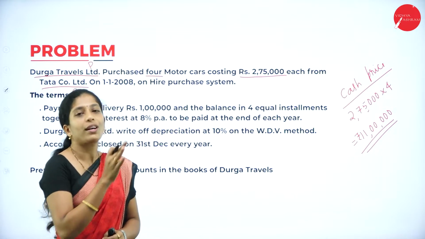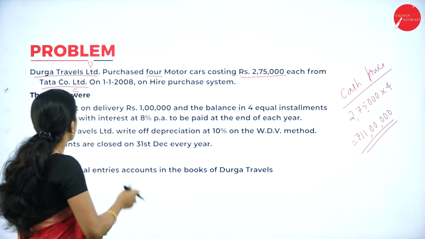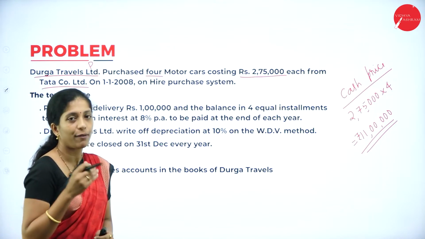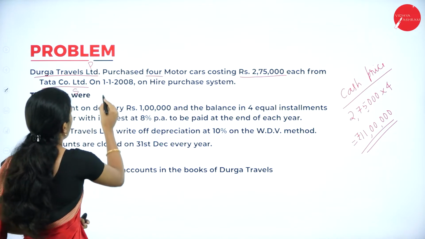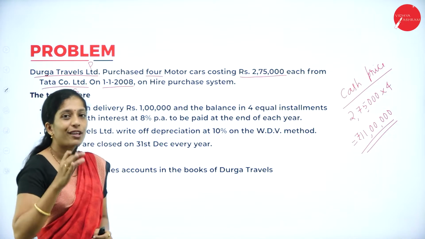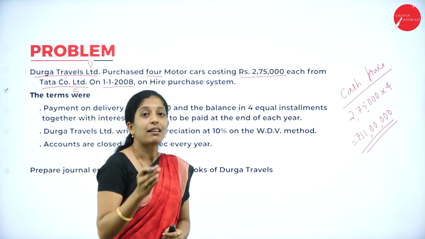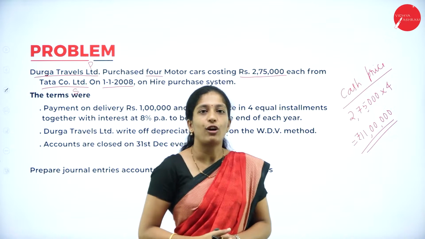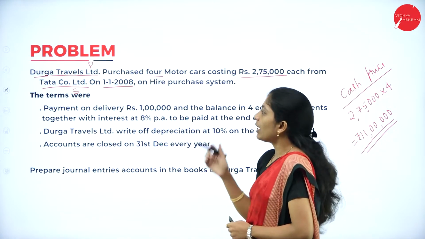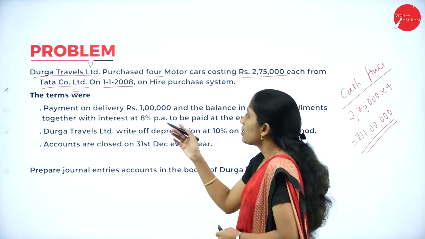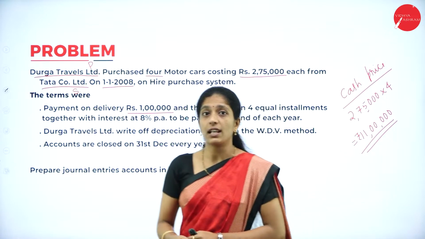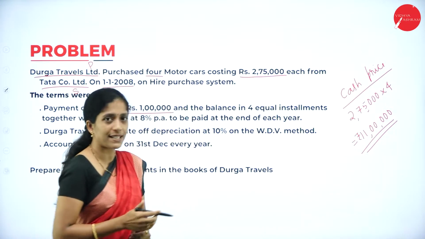Now, let us see what agreement they have made. So, on 1/1/2008 on hire purchase system. So, on which date did they purchase? On 1/1/2008. You have to be careful with the date also, because under the hire purchase system, the rest of the payment will be made in the form of installments. So, you have to know the date also. Now, let us see what the terms are. Payment on delivery rupees 1 lakh. Now, what have they done? They had to pay rupees 11 lakh.